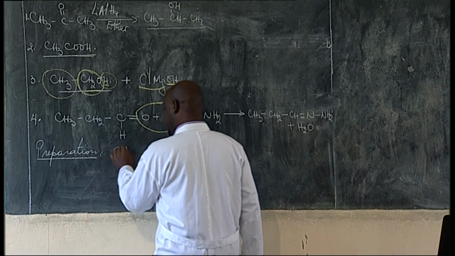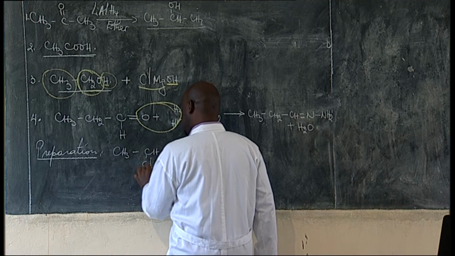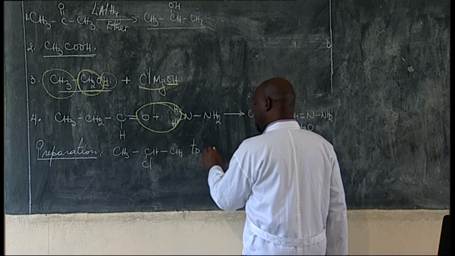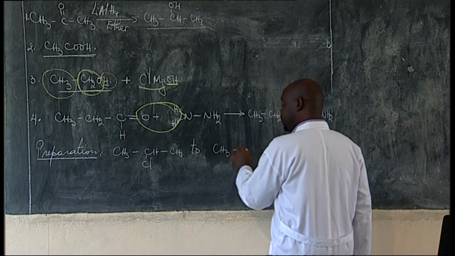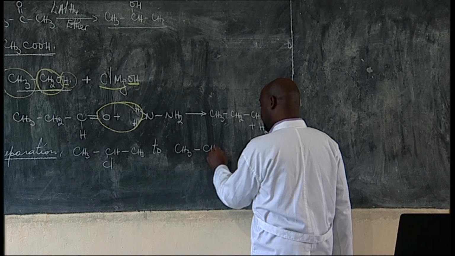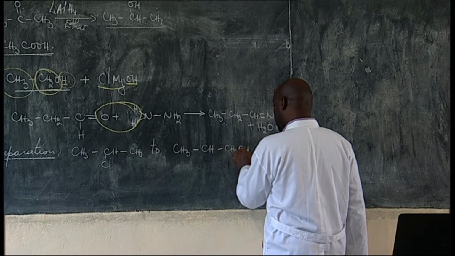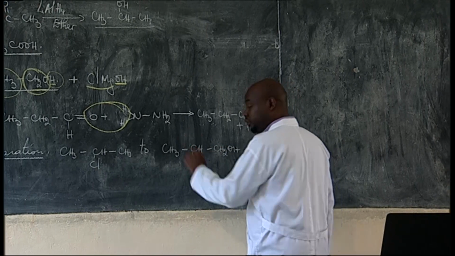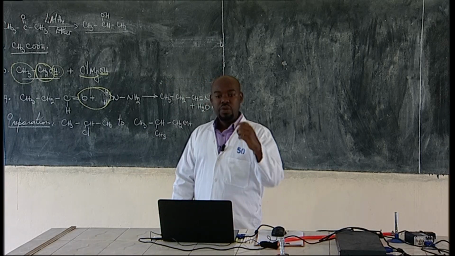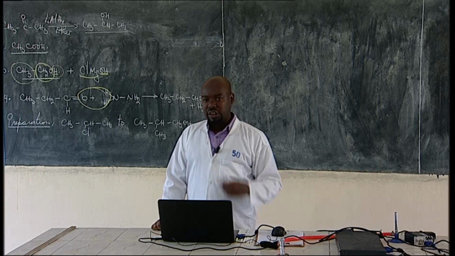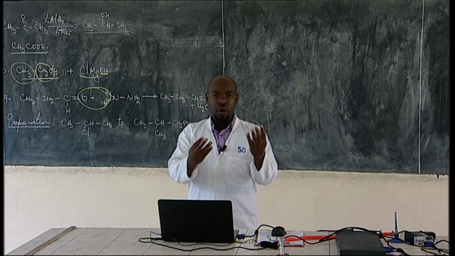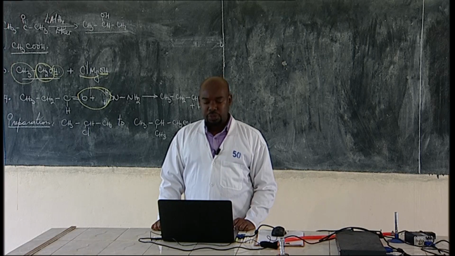2-chloropropane, it's this one, CH3CHClCH3, and we want to move from this one to 2-methylpropan-1-ol. So we have CH3CH(CH3)CH2OH. Now, what we are going to do is analyze how the compound has been changed and think about the reactions which can help us bring about those transformations.